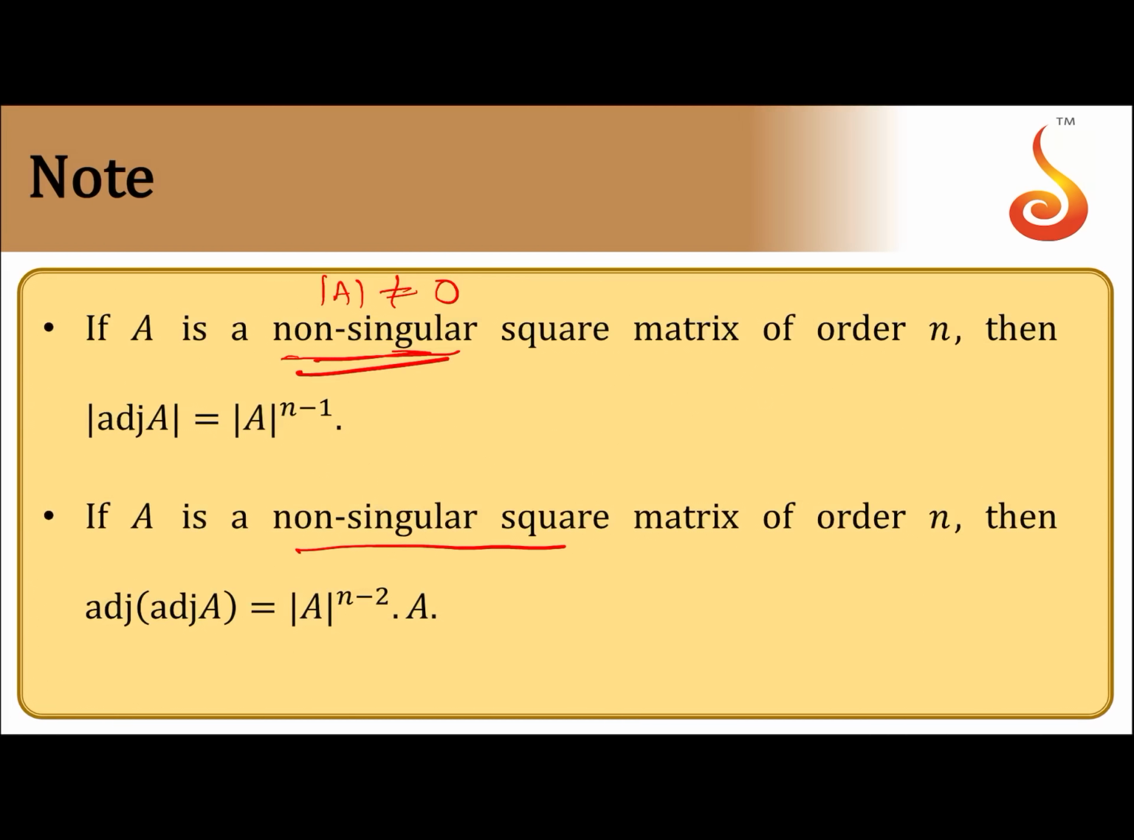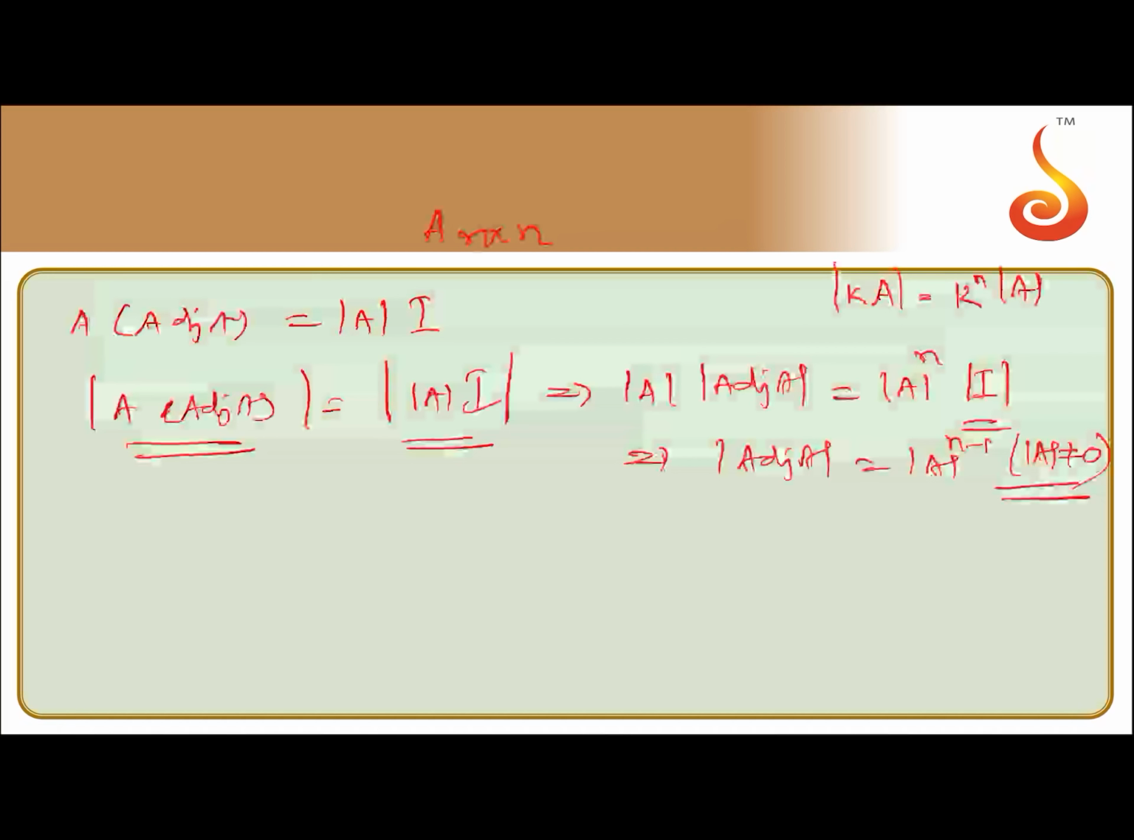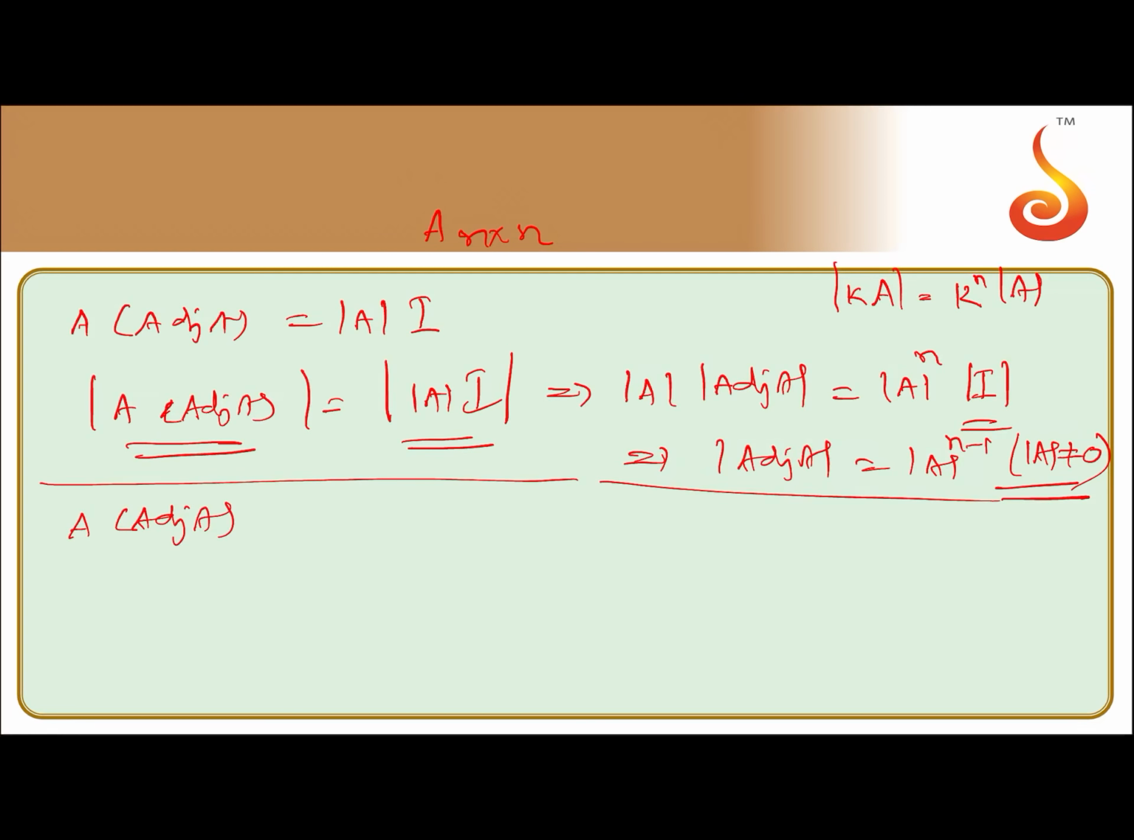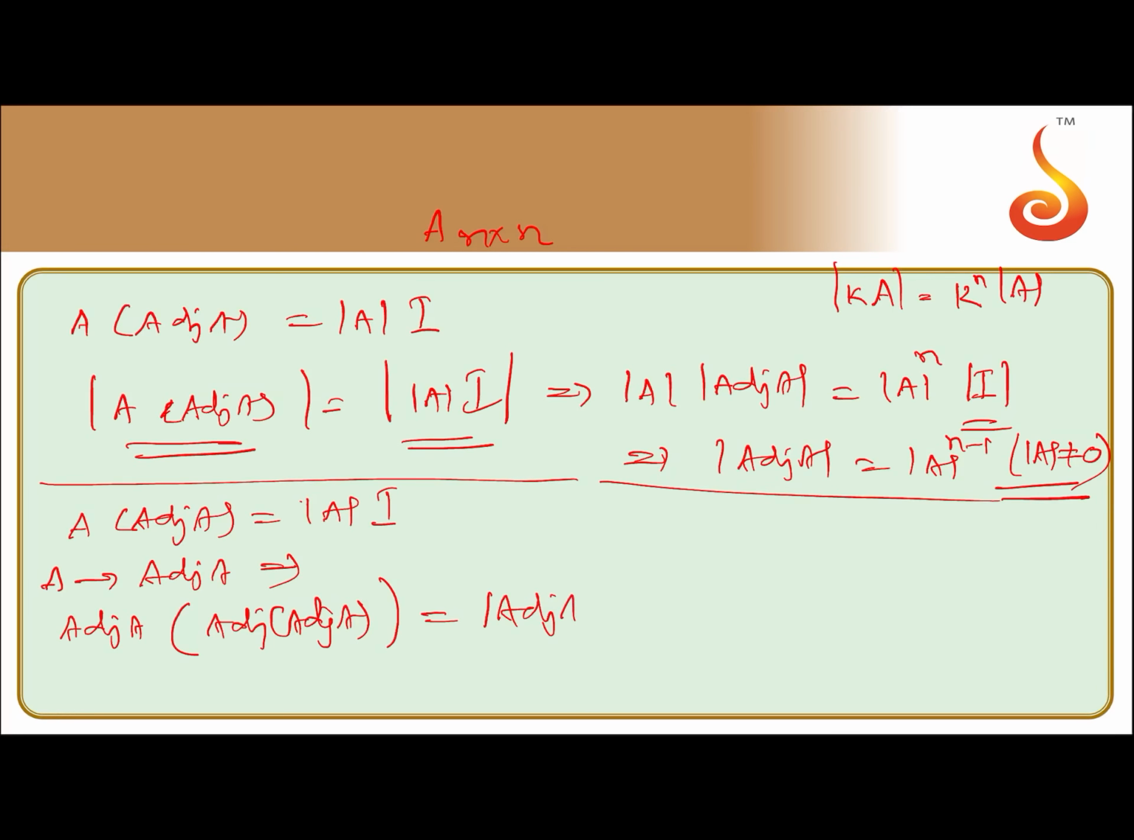Now the second one: if A is a non-singular square matrix of order n, adjoint of adjoint A is equal to det A to the power n minus 2 into A. Let me take up this case. A multiplied by adjoint A is equal to det A multiplied by the unit matrix. In this, why can't we replace A by adjoint A? That implies adjoint A times adjoint of adjoint A is equal to det of adjoint A multiplied by the unit matrix. I am just replacing the A matrix with adjoint A.